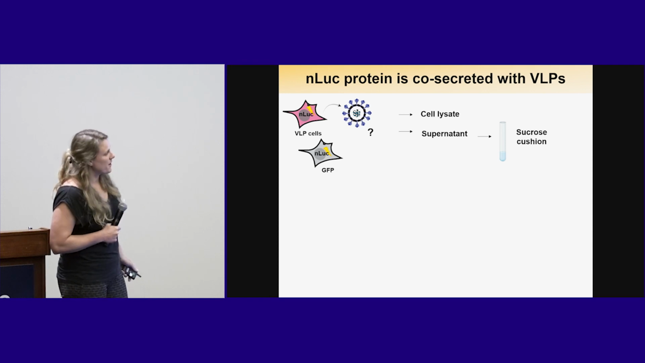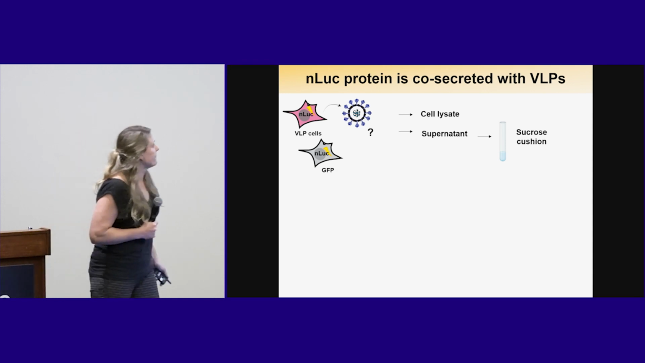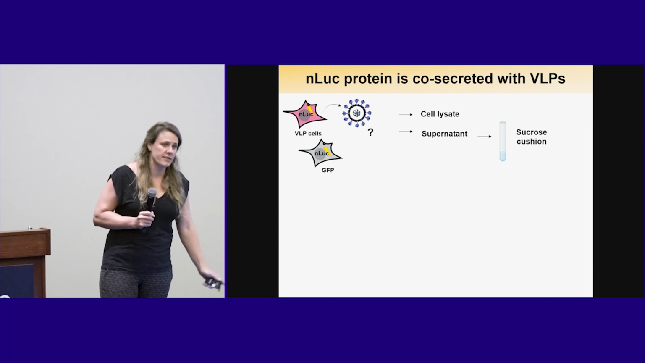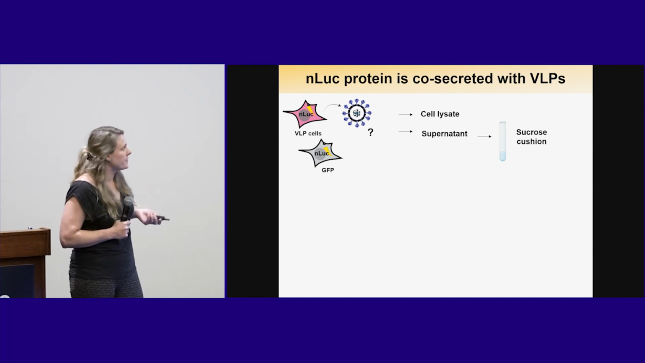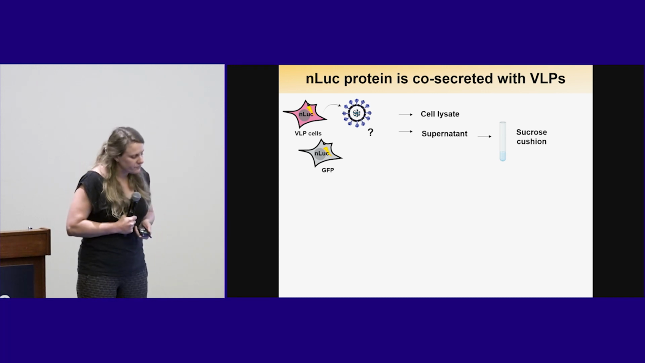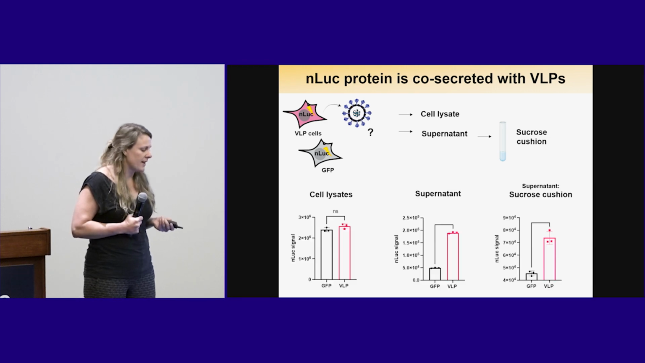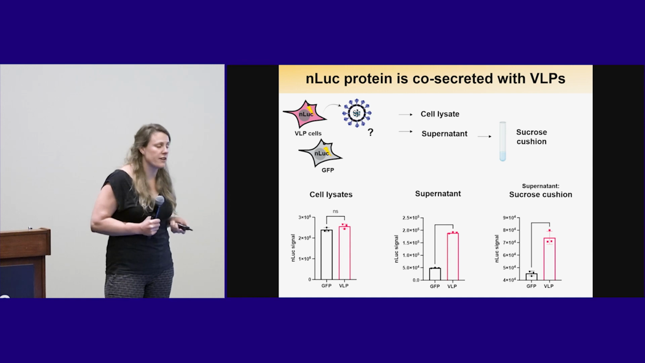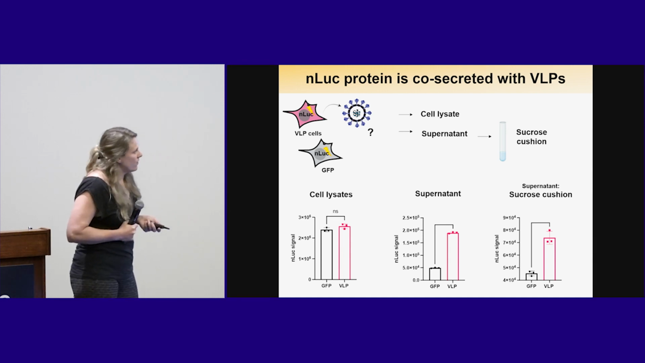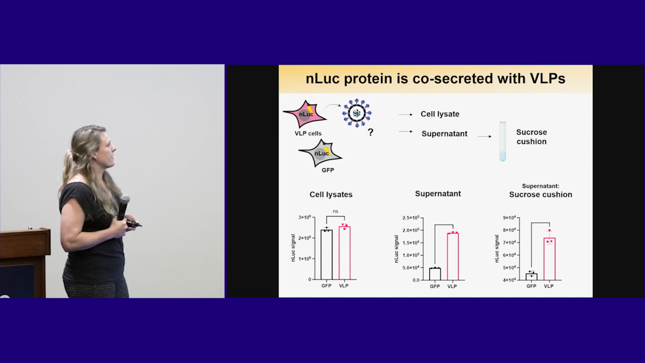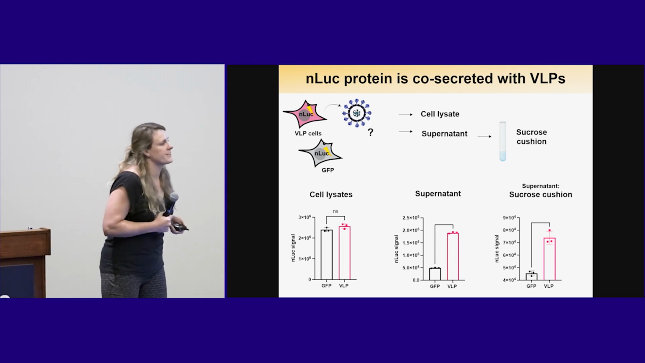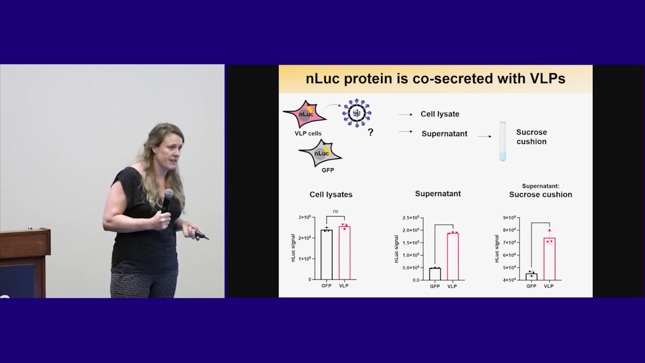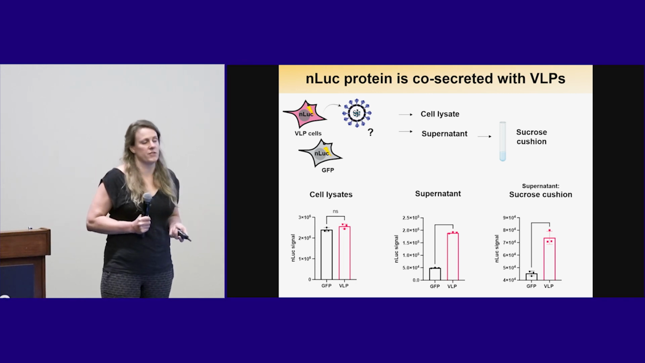So to test this hypothesis, we took our nanoluciferase expressing cells and then overexpressed either our VLPs or a GFP control, collected the supernatant, and we found in fact that nanoluciferase is enriched in our VLP producing cells in the supernatant. And then when we further purified the supernatant through a sucrose cushion, we found again an enrichment of nanoluciferase, and in this case in a higher density molecular species in the pellet of a sucrose cushion.